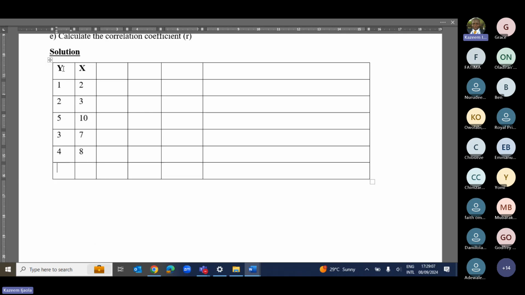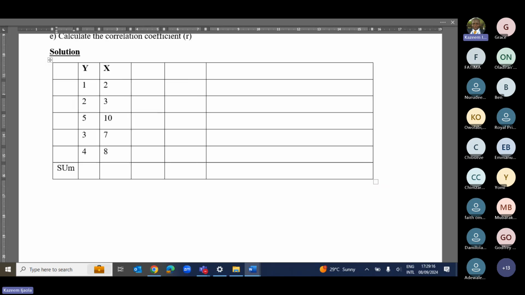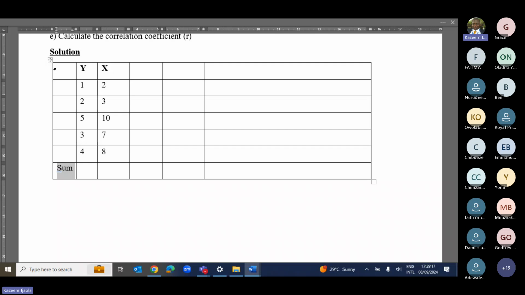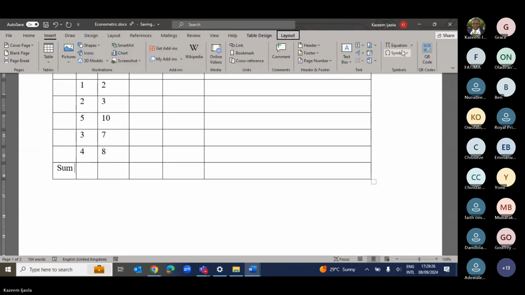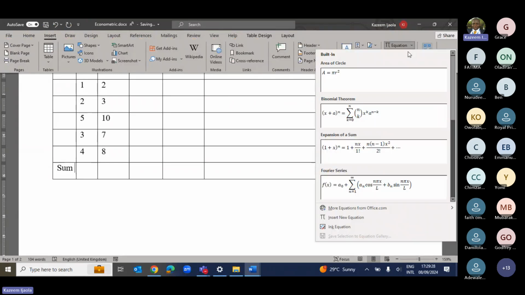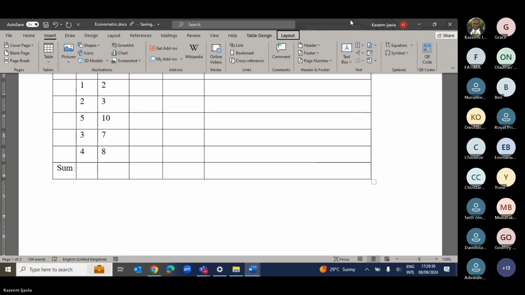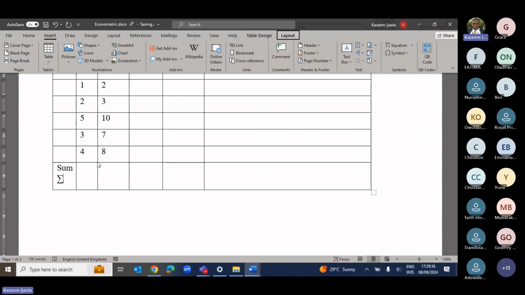Then you need to have your total here. I'll call this one my summation. Let me bring that summation sign. Everything you have under that row is your summation. Insert, symbol, sign. Yeah, this is a summation, correct.